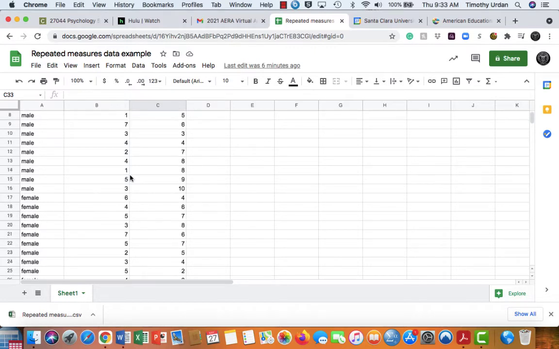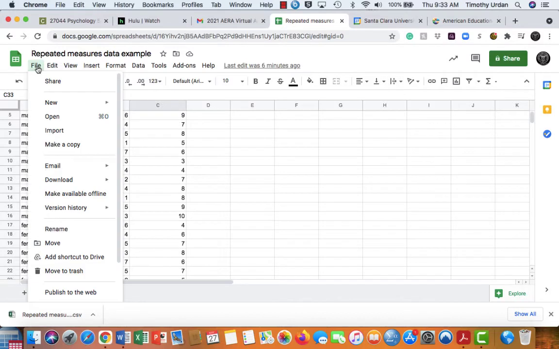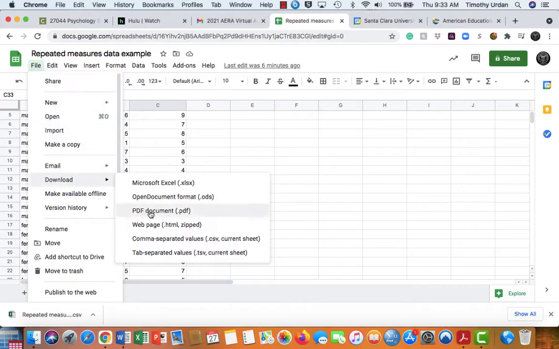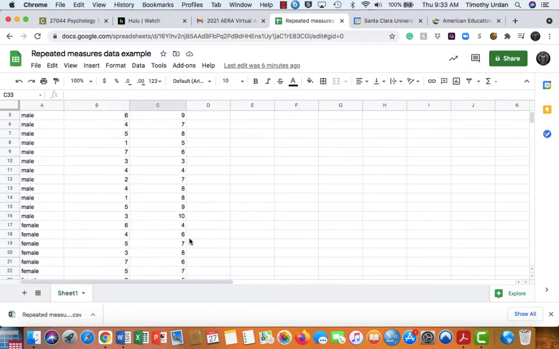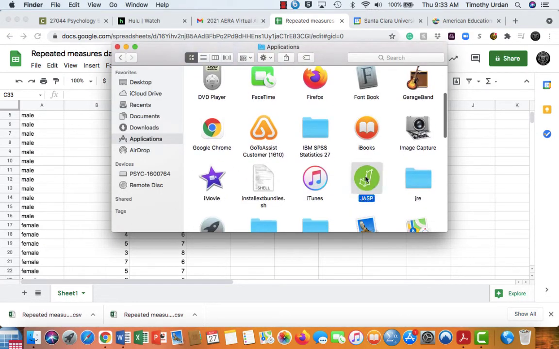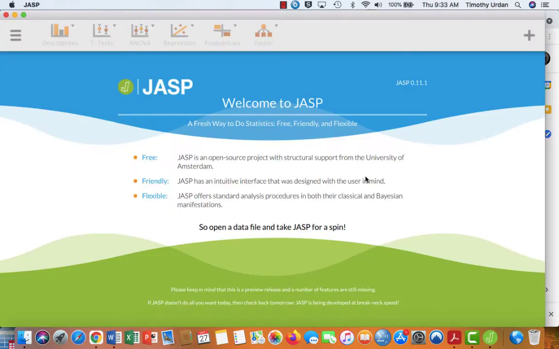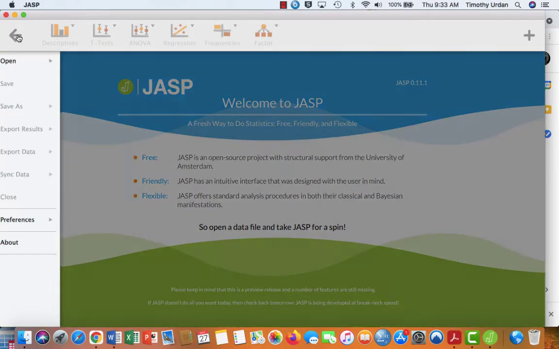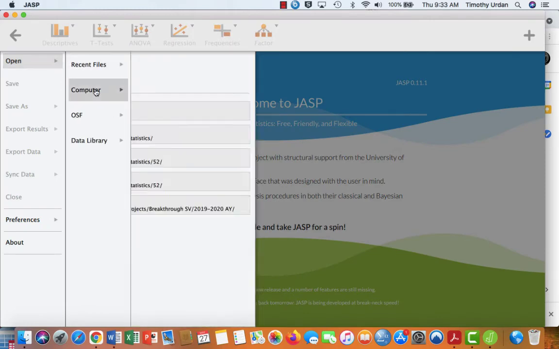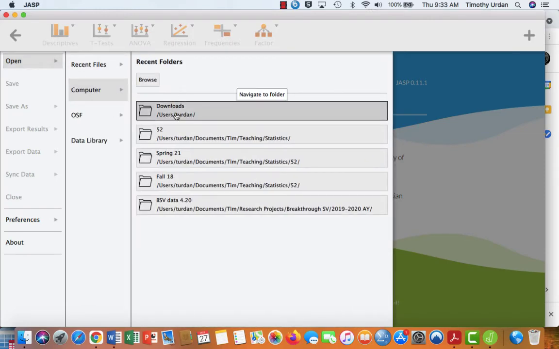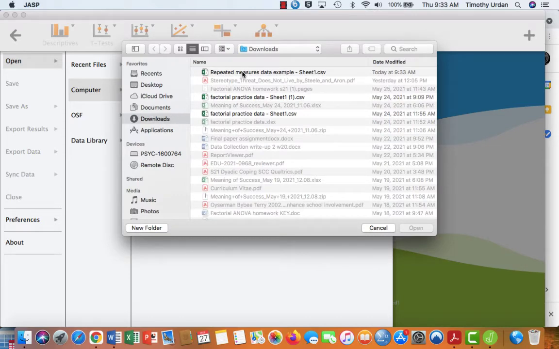Okay, so I've entered the data. It's all in there. I go to File, and I say Download, and I want to download comma-separated values, a .csv file. So I do that. It downloads here, and then I got to open up JASP. I go to Open, and I go to Computer, and I want to look at my Downloads folder. And there's my repeated measures data example, and I open it.